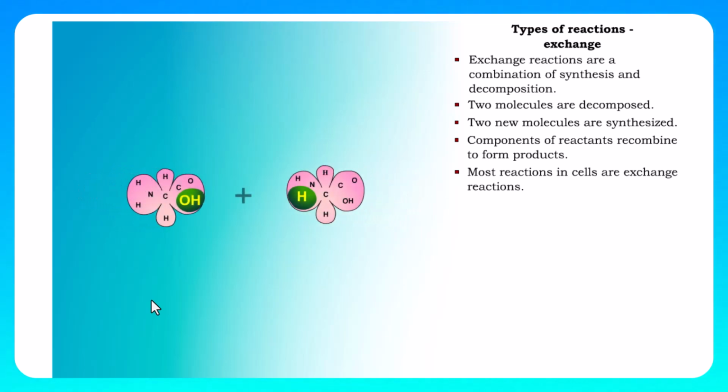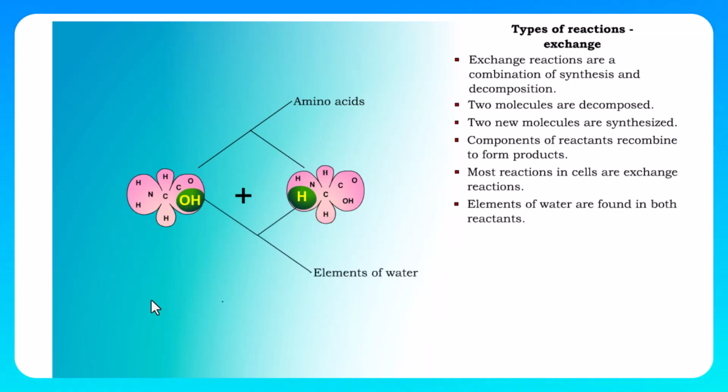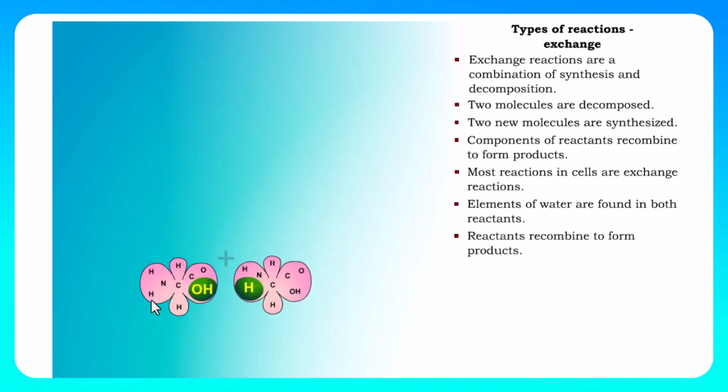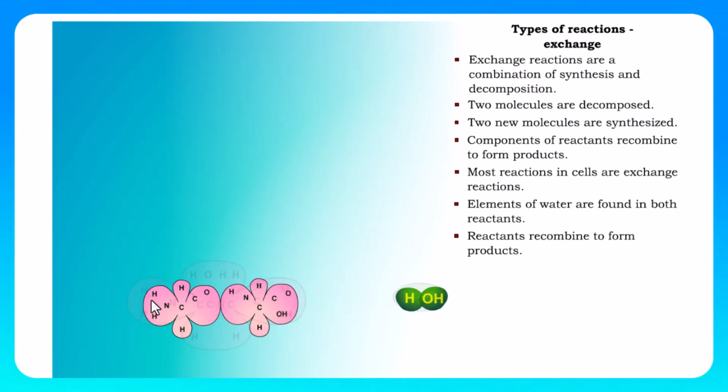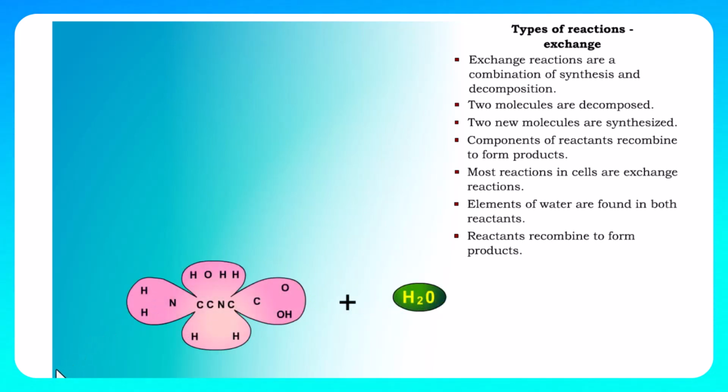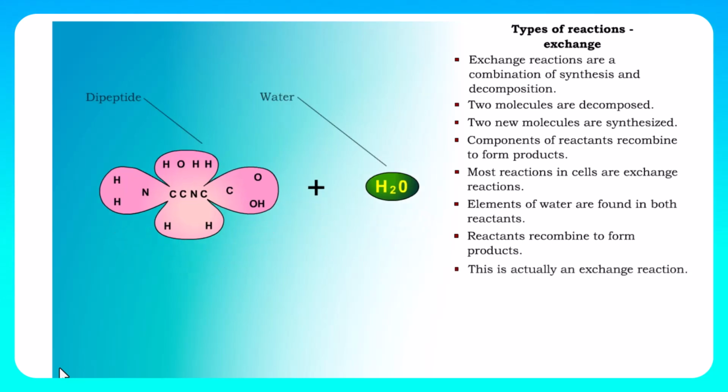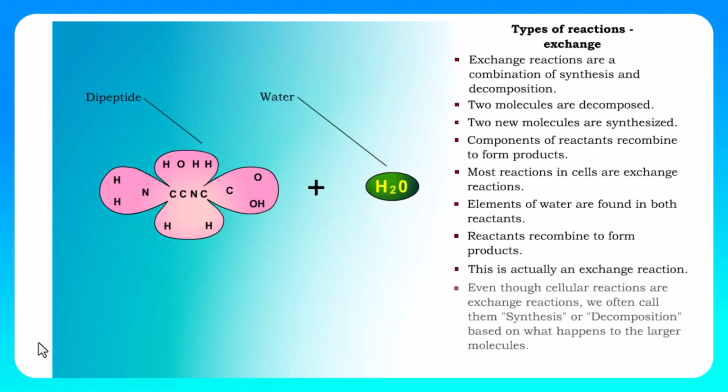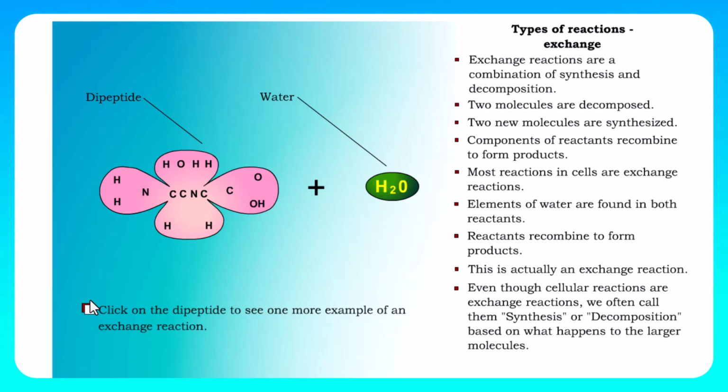Most reactions in the cell are exchange reactions, even though they may appear to be decomposition or synthesis reactions. For example, the synthesis of a dipeptide from two amino acids is really an exchange reaction because a recombination of the reactants has occurred in the formation of products. Even though most reactions in the cell are exchange reactions, we use the labels of synthesis or decomposition based on what happens in the larger molecule.